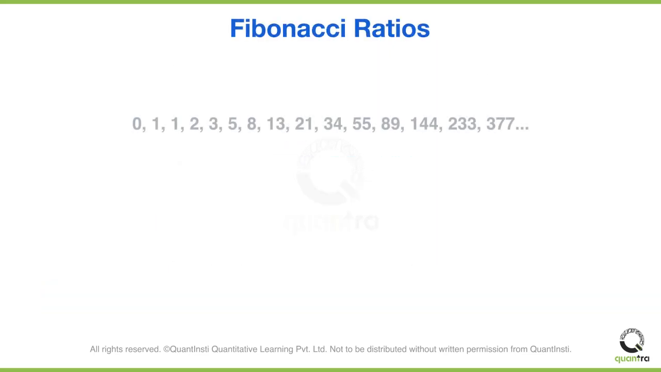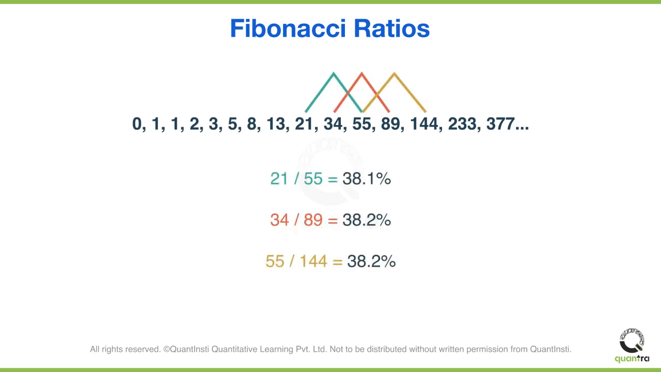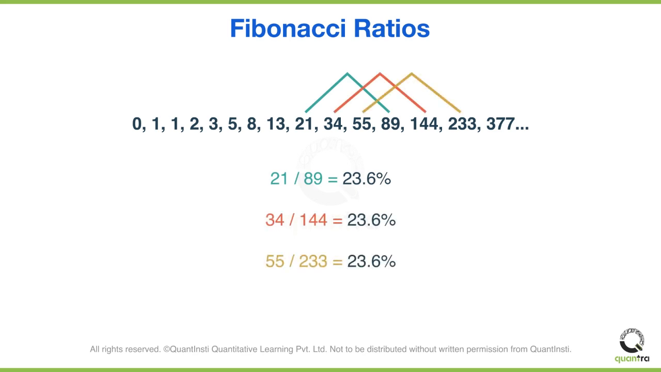To apply the Fibonacci series for trading, we need to first compute some important ratios. If you divide any number by the next number in the series, you will find that the results get closer and closer to 61.8%. And in a similar way, if you divide any number by two numbers ahead in the sequence, you will see that the results start coming close to 38.2%. Repeat this with three numbers ahead, and you will see that the ratio turns out to be approximately 23.6%.